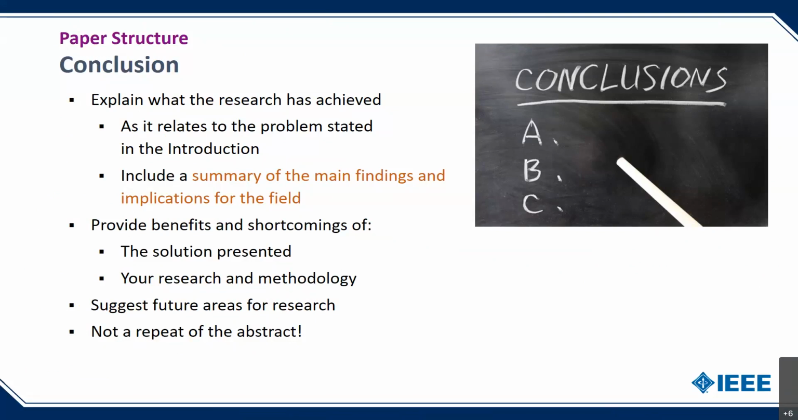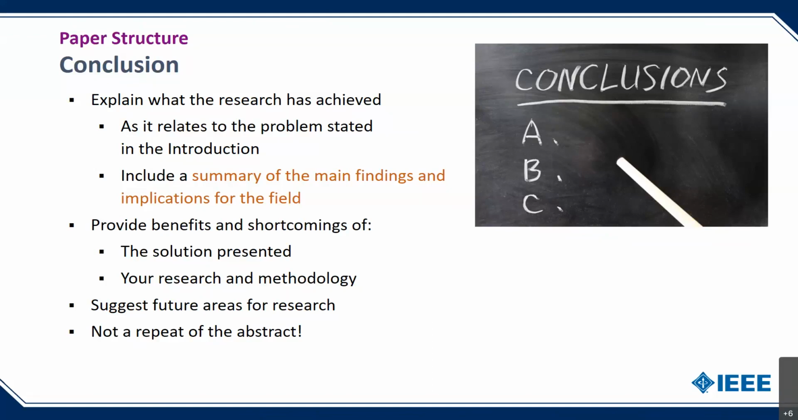What has the research achieved? Rather than making this a repeat of the abstract, you should try and summarize the main findings and what the implications of those findings are for the field. Don't make this a full replication of the abstract, which covers all the elements of the paper, but focus on the main findings and implications for the field.